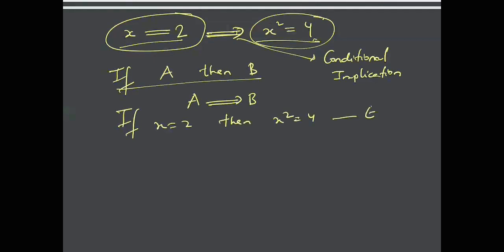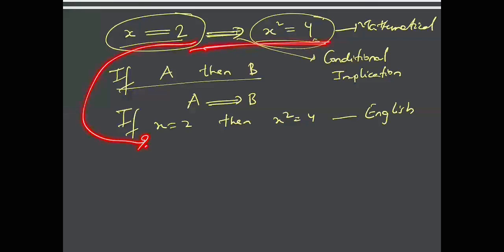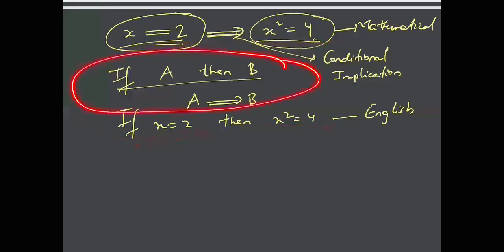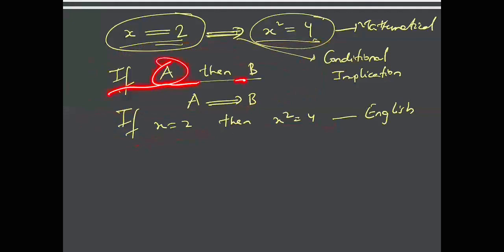So this I have written in English, and this is nothing but mathematical notation. Okay, so x is equals to 2 implies x square is equals to 4, and the same way of writing this in English is if x is equals to 2, then x square is equals to 4. So this is the general format of a conditional or implicational statement. If A then B, where A and B are simple statements, this in mathematics can be written as A implies B, or A implies B means that if A then B.